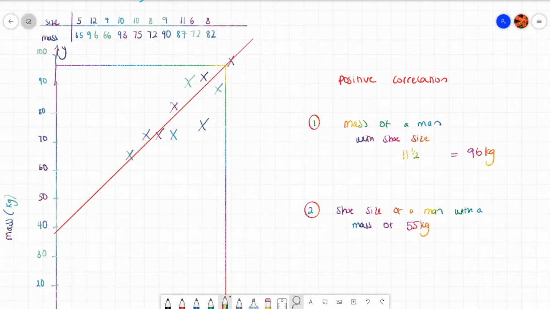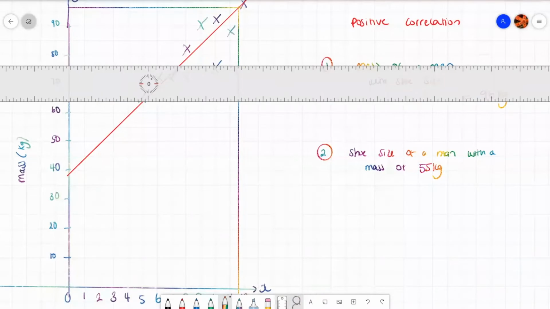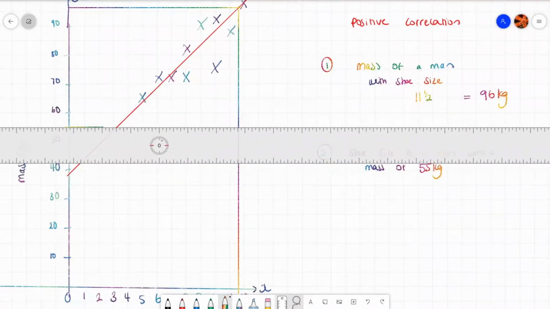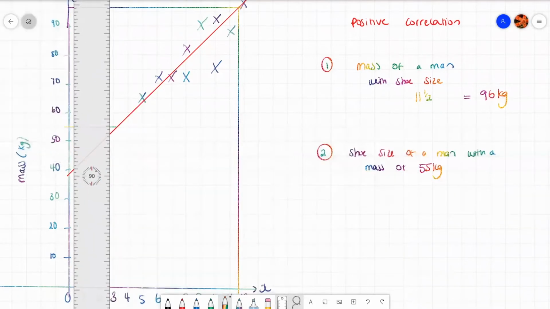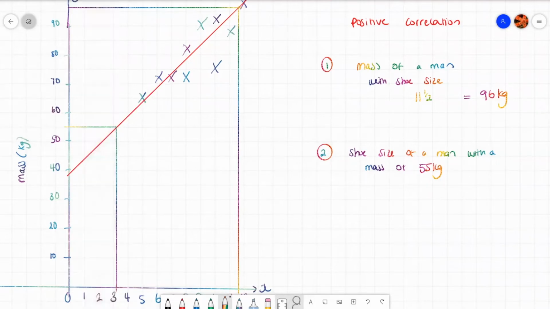So let's go to the mass, which is here. Find 55 kilograms, which is here. And you go all the way up to your line of best fit, which tells you the trend basically of this data, and we can predict different things. And then I'm just going to read down, and what do we get? Oh, 3 and a bit.